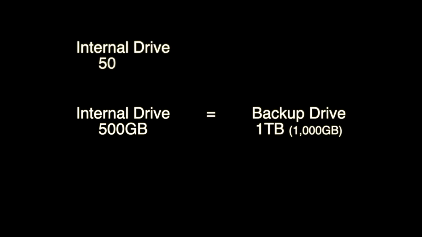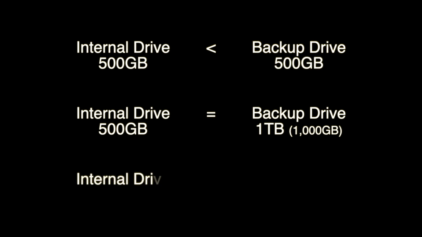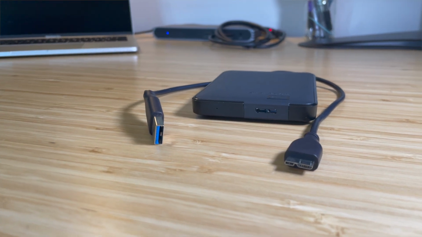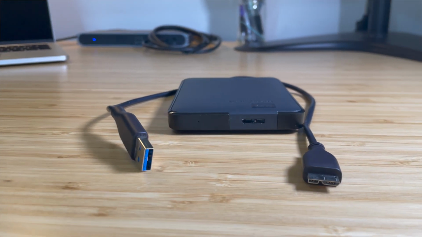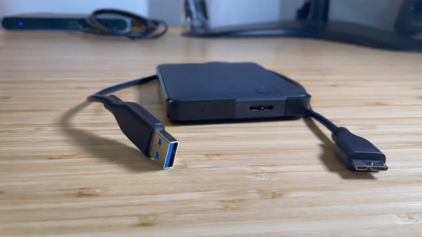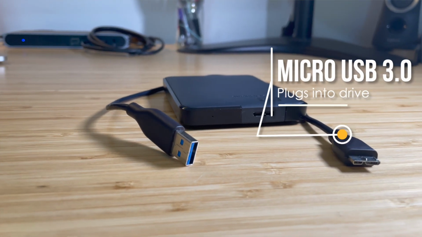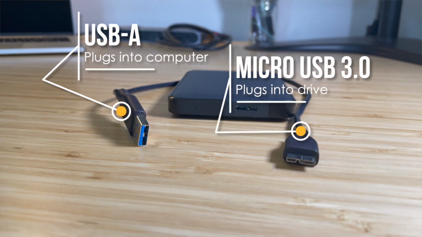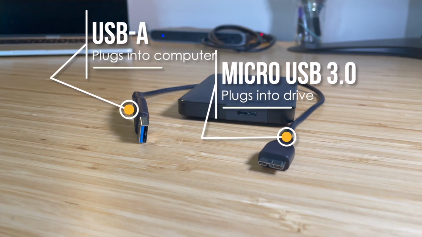If your drive is less than 500 gigs, then get a 500 gig external drive, and if your internal drive is more than 500 gigs, then get a 2 terabyte external drive. The next thing to look for is how the drive will connect to your computer. Right now, most external drives come with a micro USB 3 to USB-A cable. That micro USB goes into the drive and the USB-A goes into your computer. That's a rectangular USB connector we've been using for years.